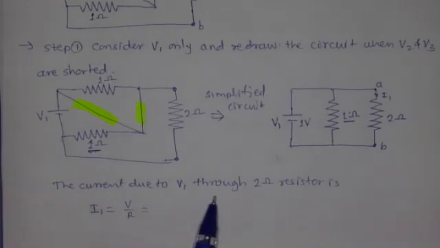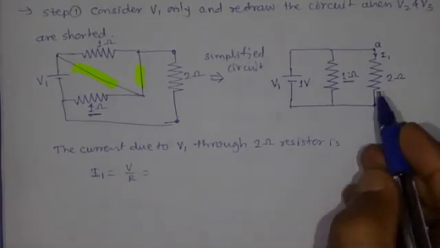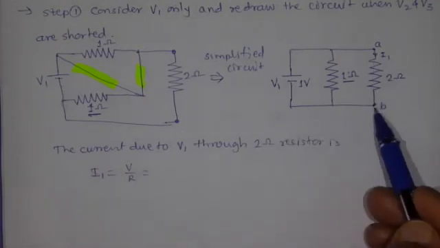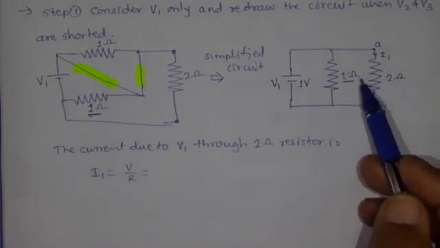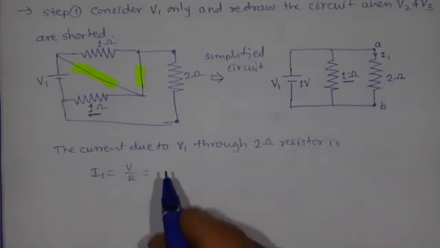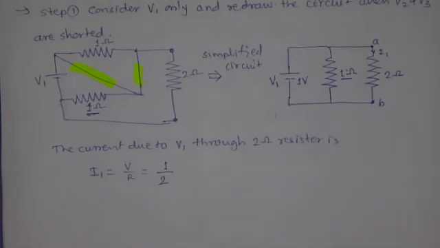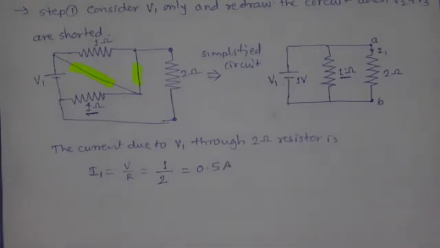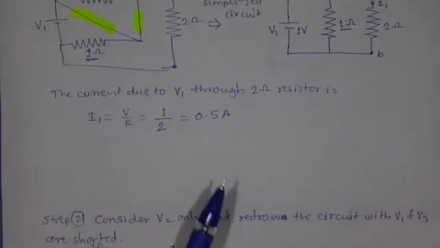Now, how do we find the current due to V1 through the 2 ohm resistor? By using the simple formula, I1 equals V divided by R. Here R is 2 ohm, and the voltage across this resistor and the voltage across this resistor are both the same. The current flowing through this resistor, I1, is 1 volt divided by the 2 ohm resistor, and its value becomes 0.5 ampere. This is the simplest way to represent this value.